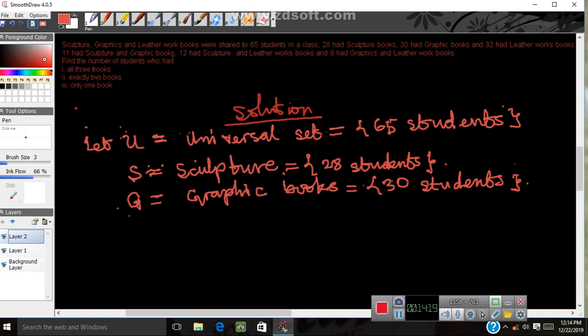Okay. So my next one is leatherworks. So L for leatherworks, leather workbooks. And this one is equal to, how many had leatherworks? 32 students.